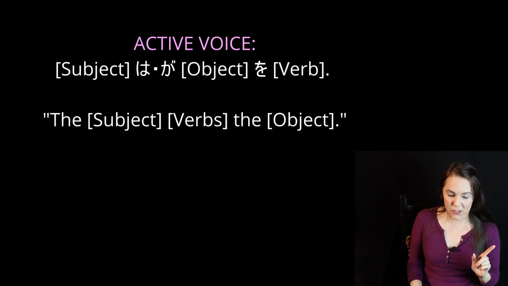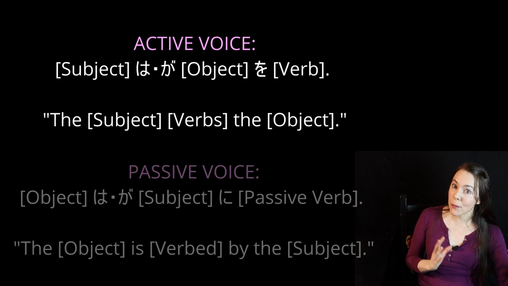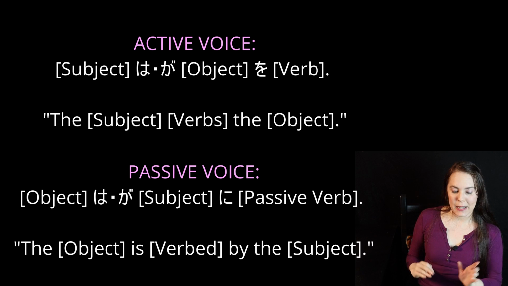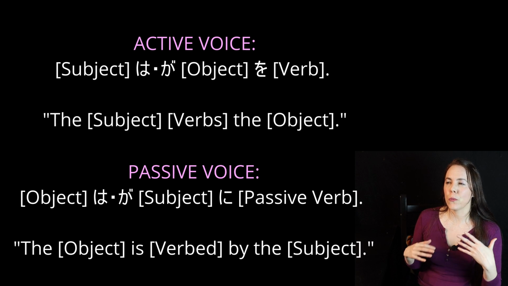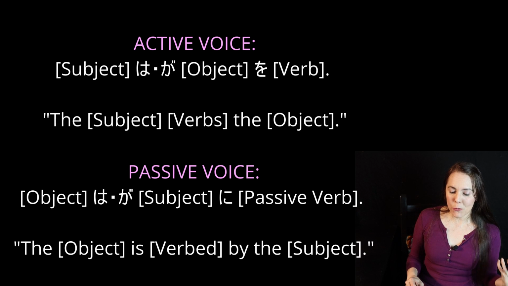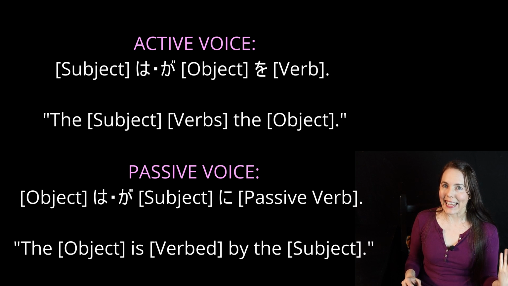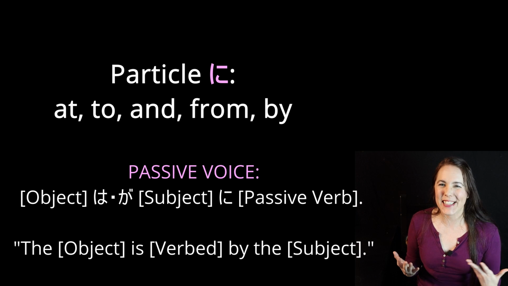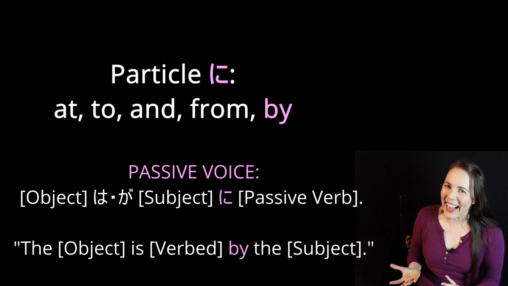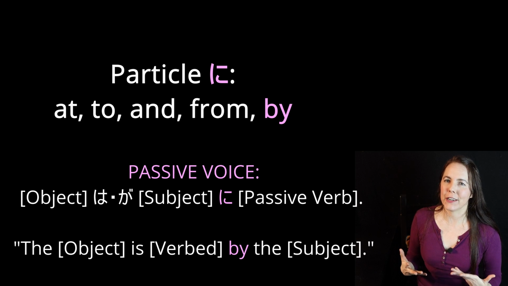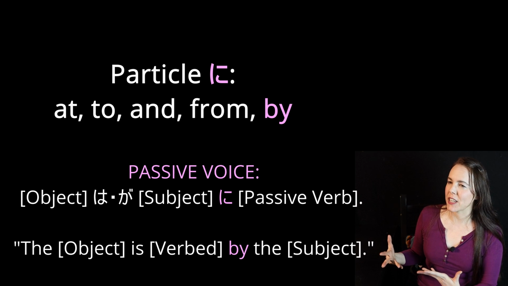So this is how passive sentences are typically structured. Object, wa or ga, subject, ni, passive verb. So the main change here is we're using particle ni. So that means the object is verbed by the subject. You may remember that particle ni, among meaning many different other things, it can mean by or by means of, and that should help you wrap your head around why particle ni is used in here.